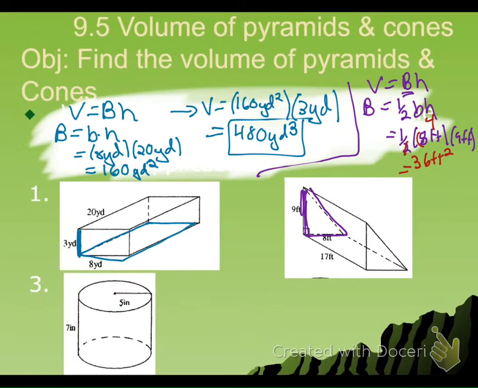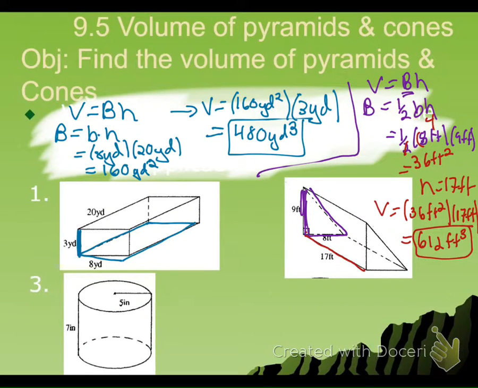Yep, 36 feet squared. And then what's the height of the whole thing? Yep. So now to finish that problem up, volume equals 36 feet squared times 17 feet. What is 36 times 17? 612 feet cubed.